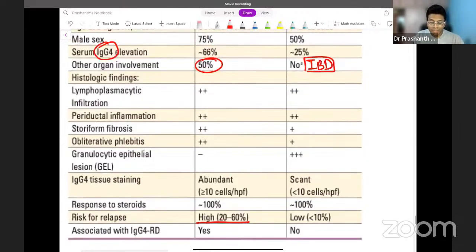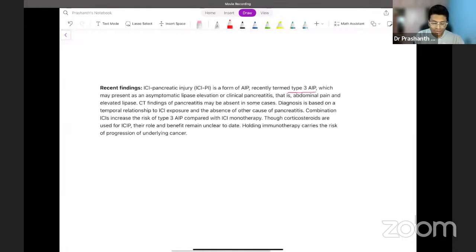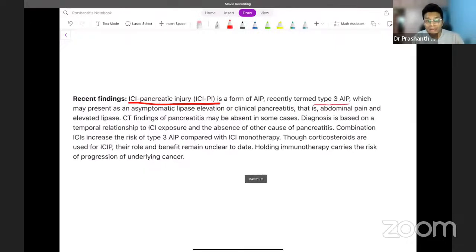And what they might test you on is, recently there is a new entity called type 3 autoimmune pancreatitis. Again, it can be tested and it's a recent add-on. This is a form of autoimmune pancreatitis that is triggered by immune cells, which in turn are triggered by immune activators like ICI, that is immune checkpoint inhibitor, pancreatic injury. So immune checkpoint inhibitor related pancreatic injury is called type 3 autoimmune pancreatitis, a tentative question, and a question that you might expect in the upcoming exams. Okay, so please read through about this new type 3 AIP.